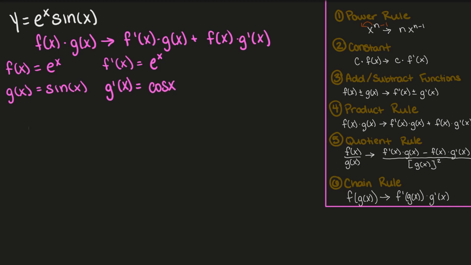So let's solve this derivative. Y prime is going to be equal to f prime x, which is e to the x, times g of x, which is sine x, plus f of x, which is e to the x, times g prime x, which is cosine x. And that's our final answer.